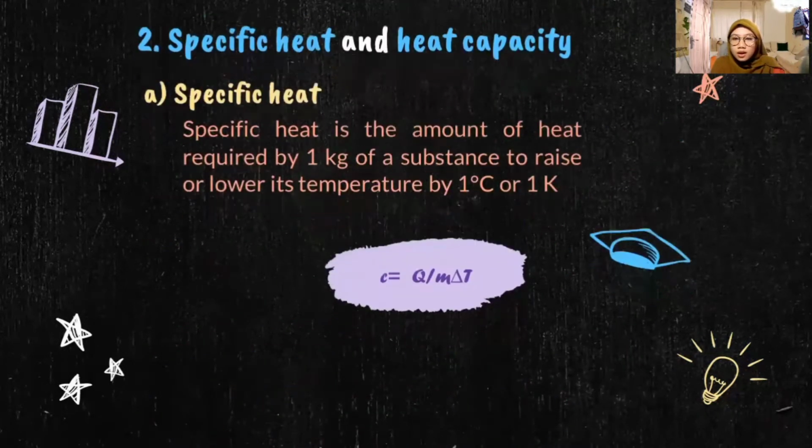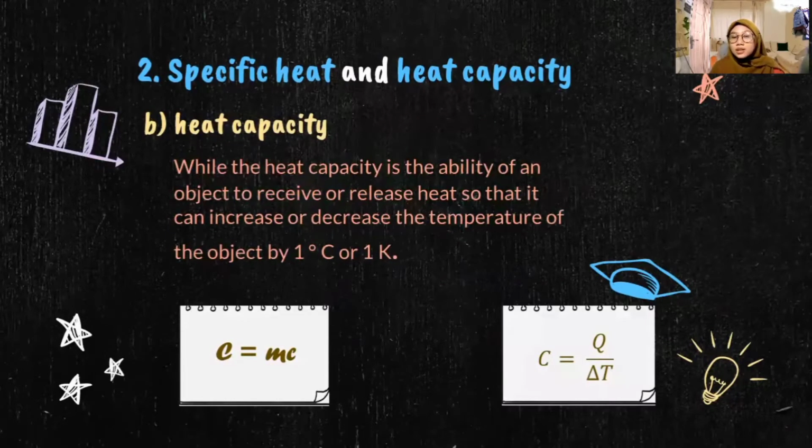And then heat capacity. The heat capacity is the ability of an object to receive or release heat so that it increases or decreases the temperature of the object by 1 degree Celsius or 1 Kelvin. Heat capacity can be defined as capital C equals M times C, where C is the specific heat of the object, so it can also be defined as C equals Q divided by delta T.